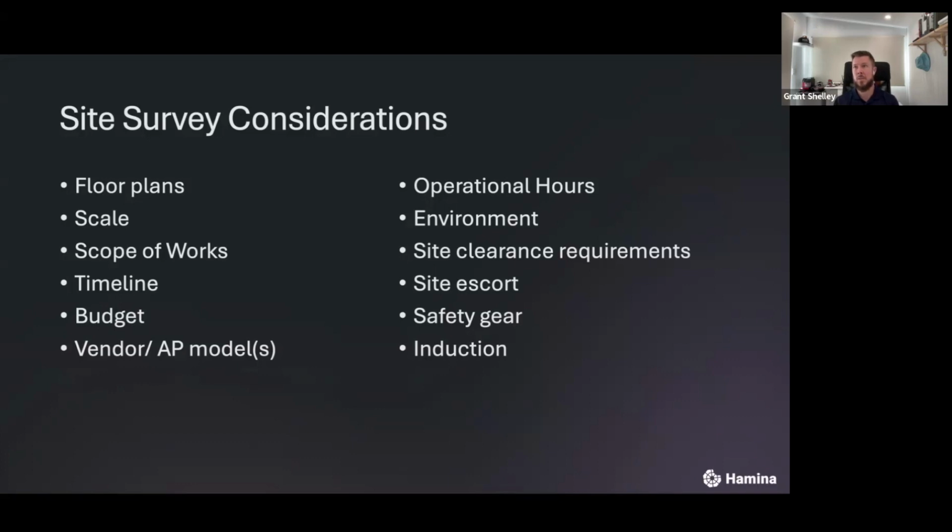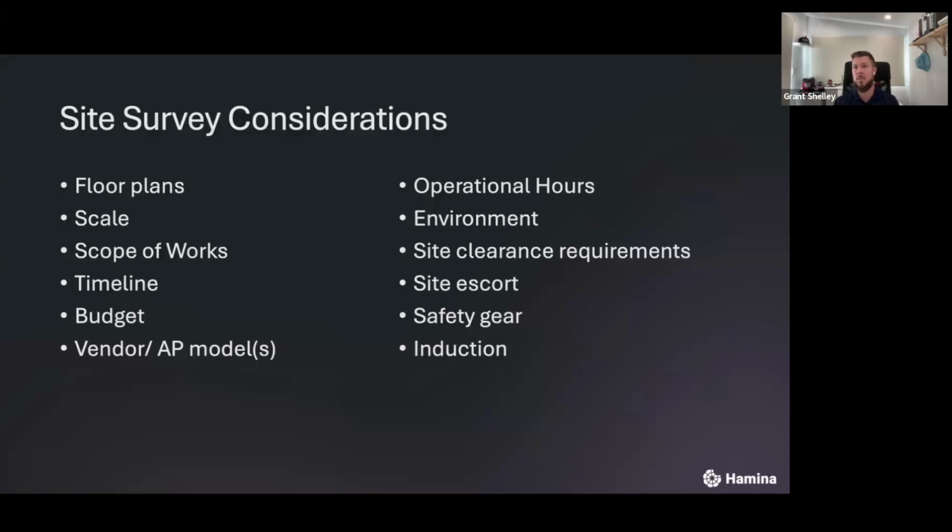Understanding what the budget is as well. You may have to survey only part of it if the budget's not there. What is the expected vendor? What is the AP model? And that can correlate with your survey results as well.